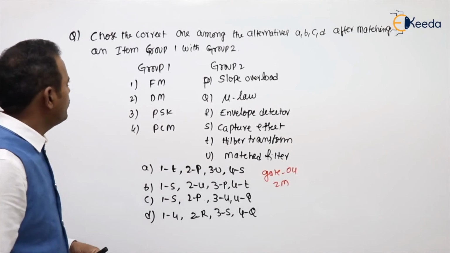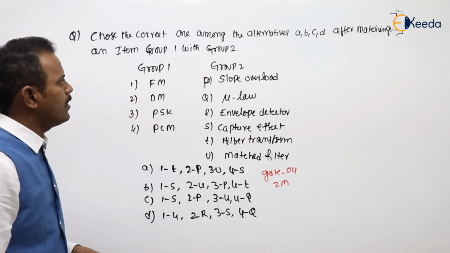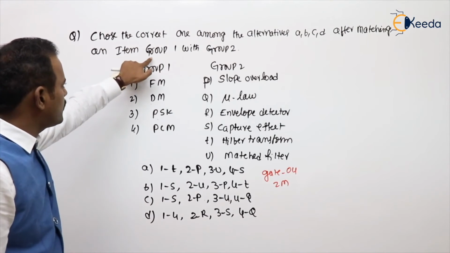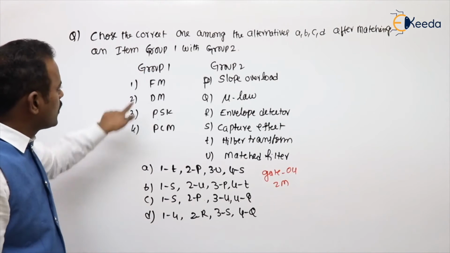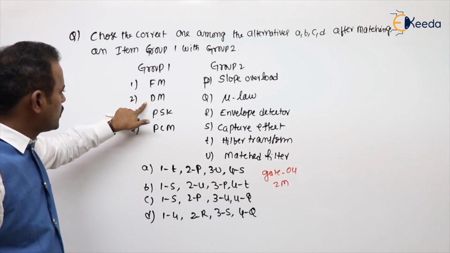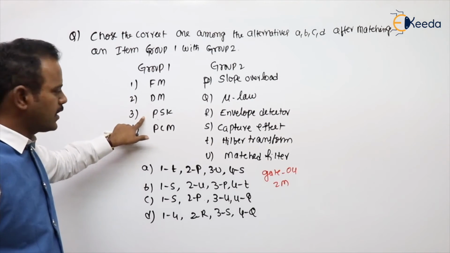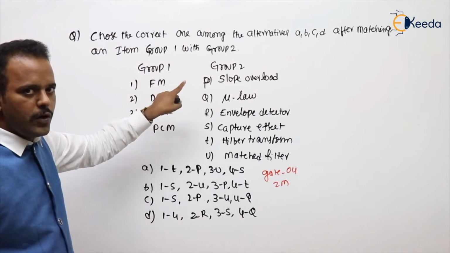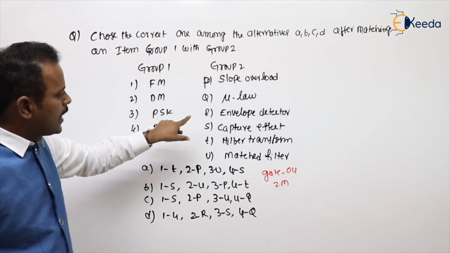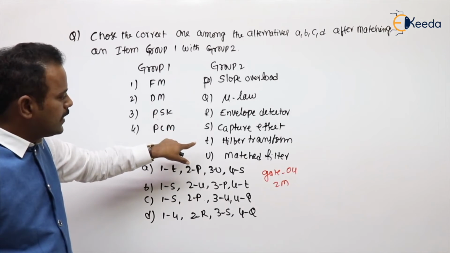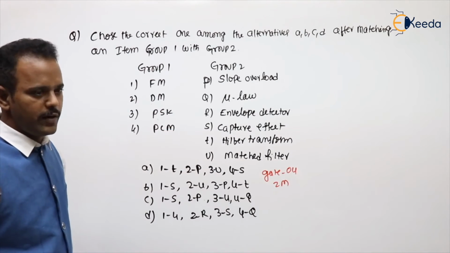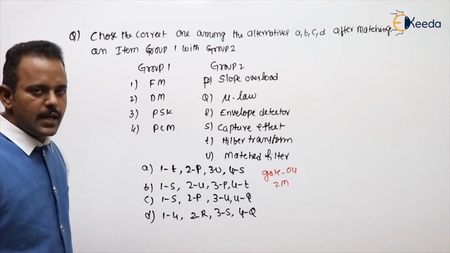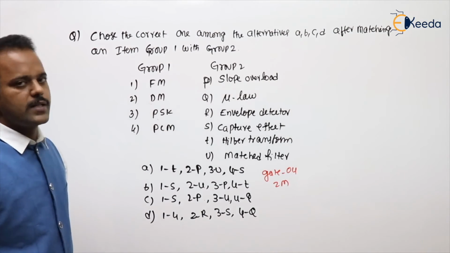See the next problem. Choose the correct one among the alternatives A, B, C, D after matching items in group 1 with group 2. Group 1 has 1 FM, 2 delta modulation, 3 phase shift keying, 4 pulse code modulation. Group 2 has P slope overload, Q mu-law, R envelope detector, S capture effect, T Hilbert transform, U matched filter. Options A, B, C, D are given. This was asked in GATE 2004 for 2 marks.